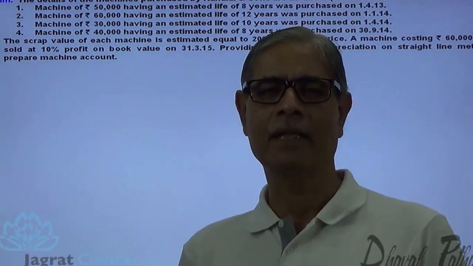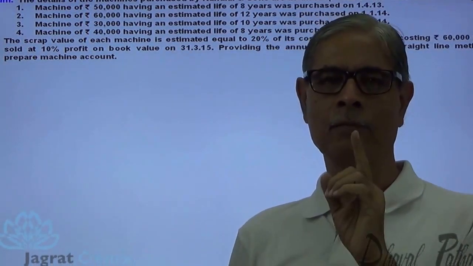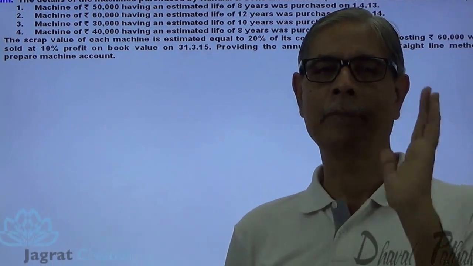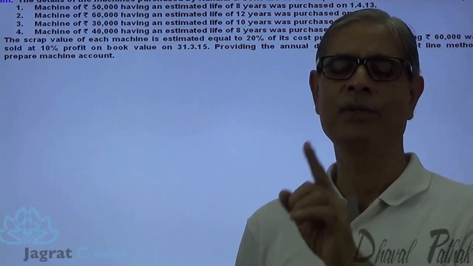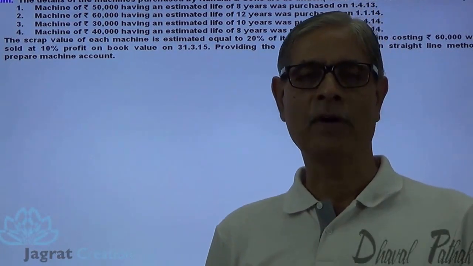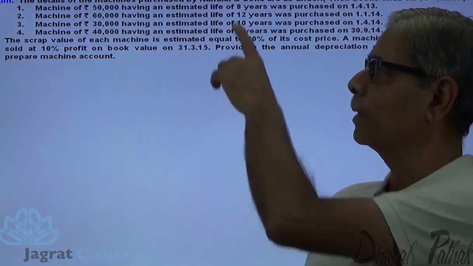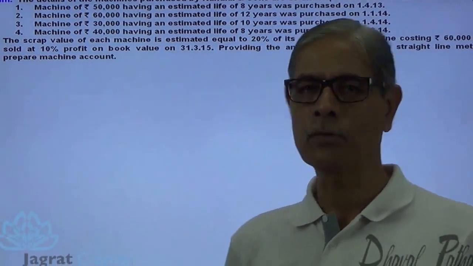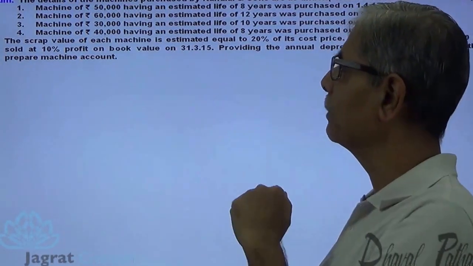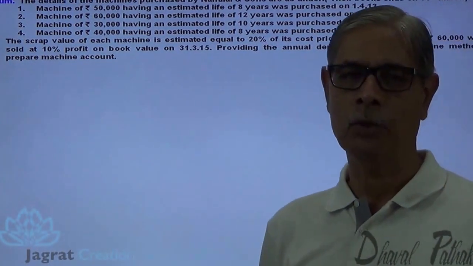So under straight line method, an equal amount of depreciation is provided. So depreciation on annual basis is equal. How to find out the annual depreciation? Purchase price minus scrap value divided by estimated useful life. Here 50,000 is the purchase price, and the scrap value is to be worked out.